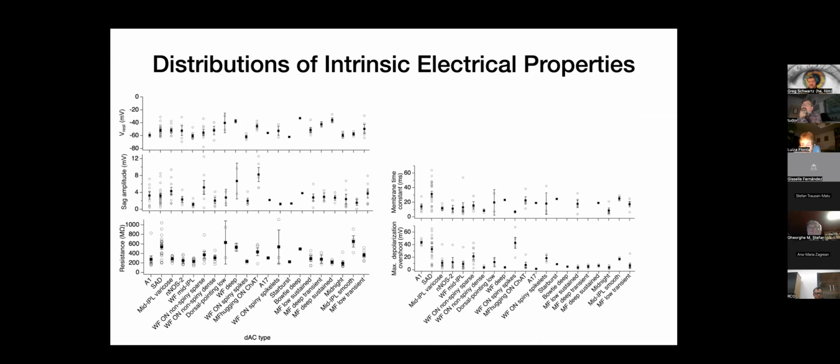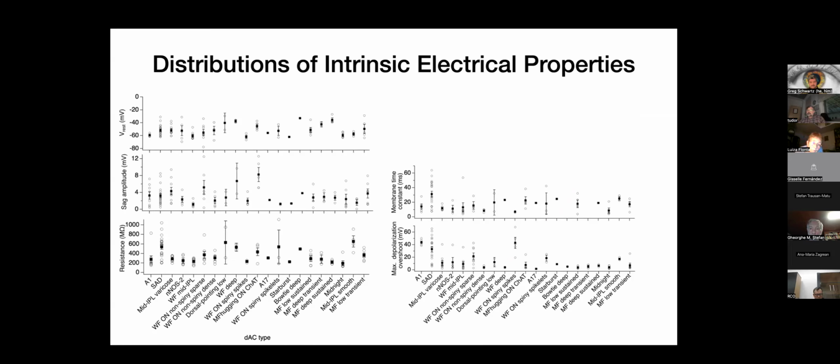So here's my first giant data dump slide. Don't memorize every point on the graph, right? So what's on the x-axis is the 21 types of displaced amacrine cells that we've identified so far from our data set of, at this point, it was 107 cells. I think we have upwards of 200 now.